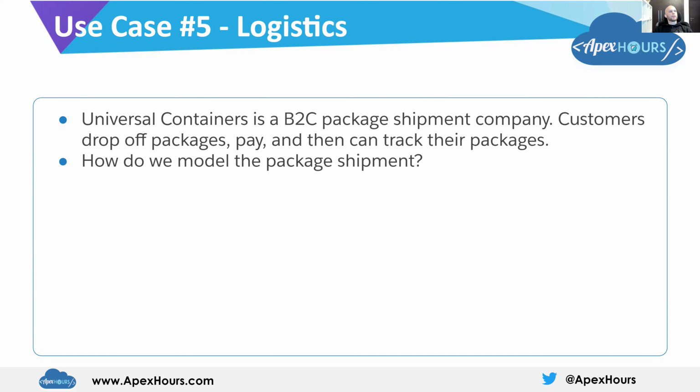All right, let's talk about logistics. Universal Containers is a B2C package shipping company. Customers drop off packages, pay, and then can track their packages. How do we model the package shipment? Again, think back to our chevrons, think which part of the business process does this fall into, and then which object within that part of the business process would fit the best. Let's think about it for a few seconds.